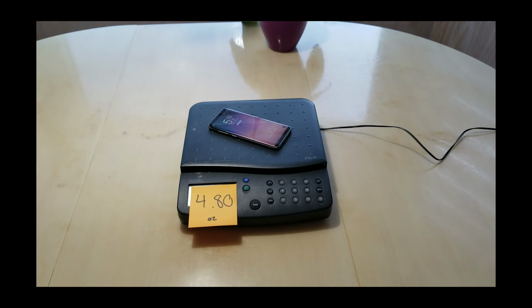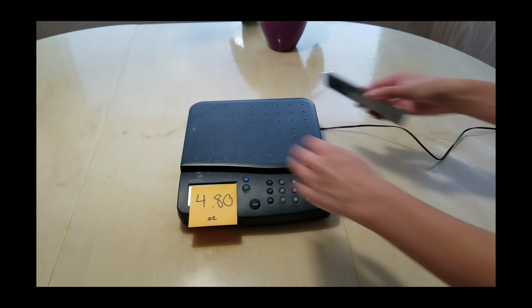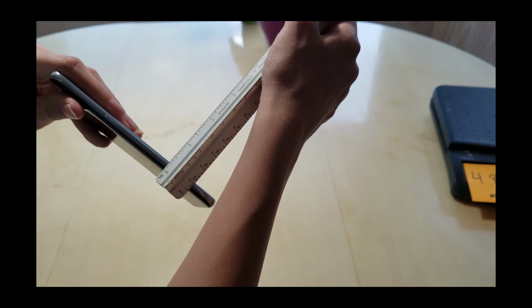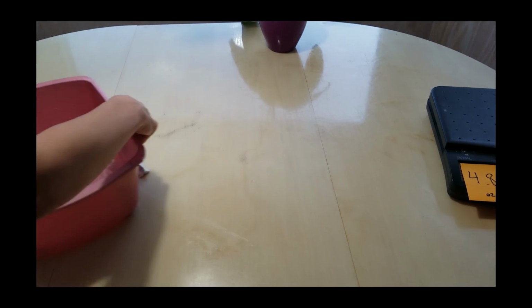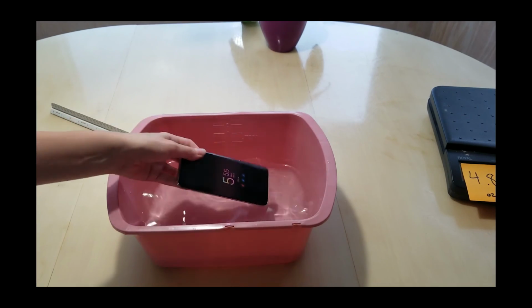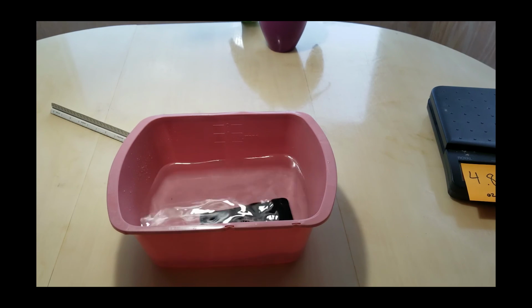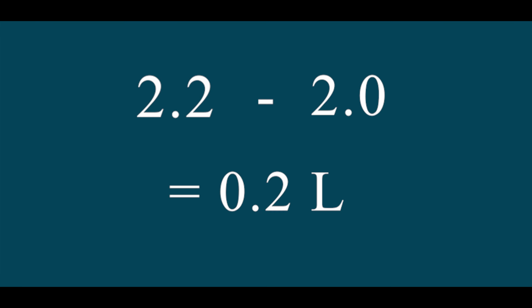I found the mass to be 4.80 ounces. Again, that 0 at the end is very important because it makes my measurement 10 times more accurate. And now I just need to find the volume. One way to do this is through length times width times height, but my phone isn't quite rectangular, so I'll find it through water displacement. My water started as 2.0 liters, and once I added my phone, it became 2.2 liters. I subtract 2.0 from 2.2 to get 0.2 liters. My sig figs are correct since all of my values have one decimal place.